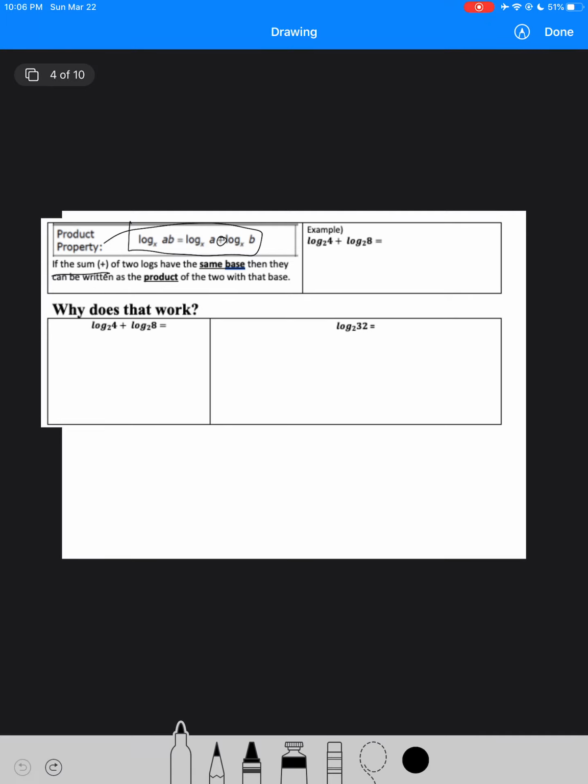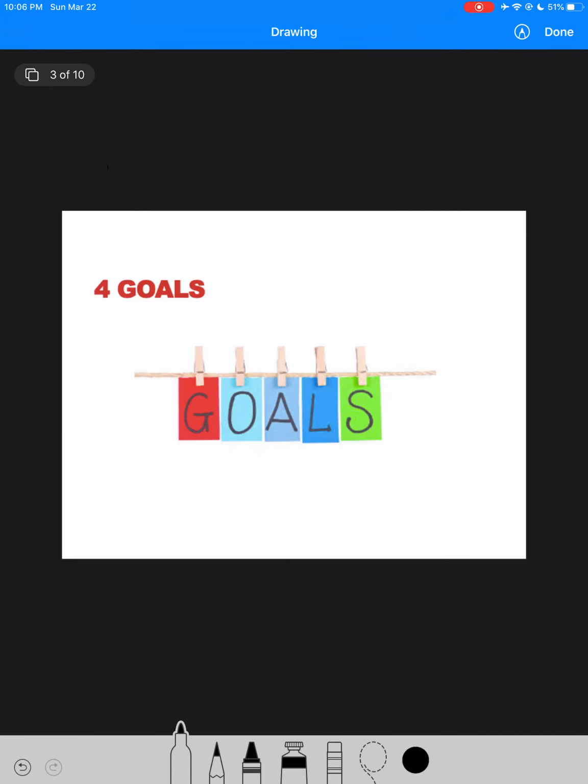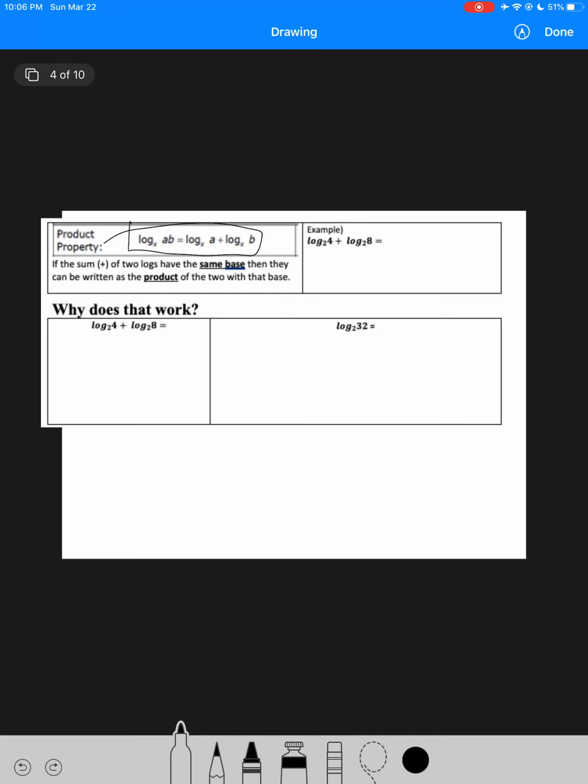Basically, if you have the same base and there's addition, you can use the product property, which means you can multiply these two and write it as one. For example, you have a plus sign here, log with the same base. You could rewrite this as log base 2. The base doesn't change, so you don't multiply the base. The base stays as what it is, but you'll multiply these numbers. So in this case, it would be log base 2 of 32.